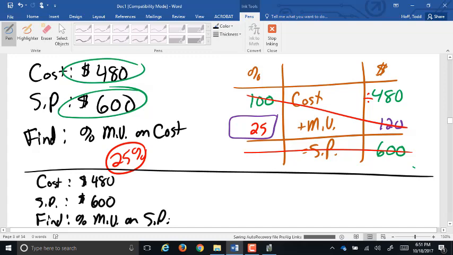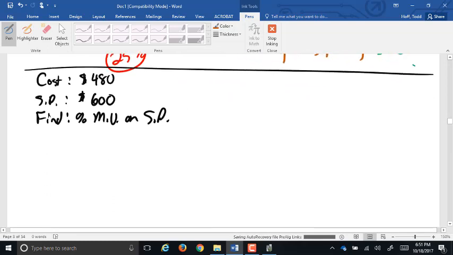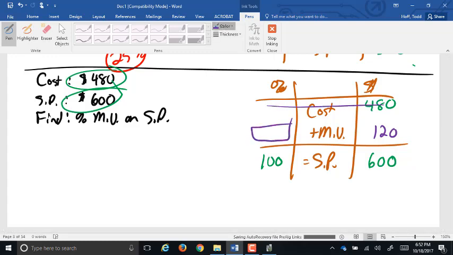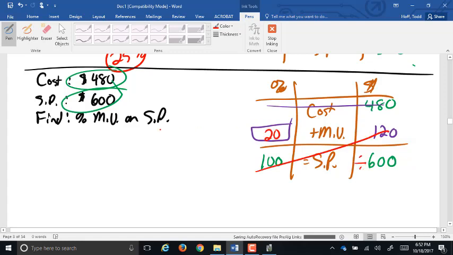I'm using exactly the same numbers, except I've changed what? Find the percent markup on the selling price this time. I'll give you a minute to find it. 480 goes to cost. 600 goes to selling price. 100 goes selling price this time. 120 is found by subtracting. This time, however, we're going to use the bottom part of the chart. 100 times 120 divided by 600 is 20%.